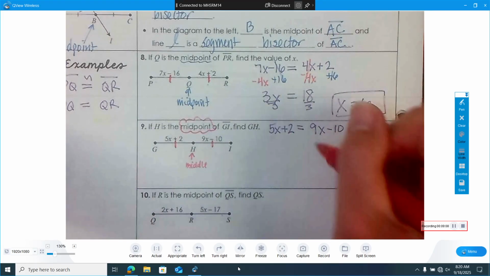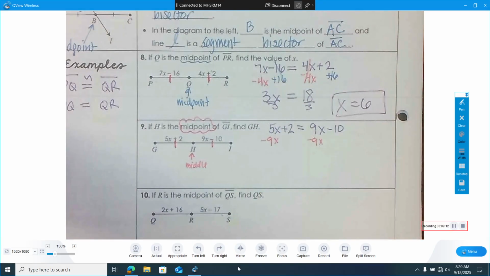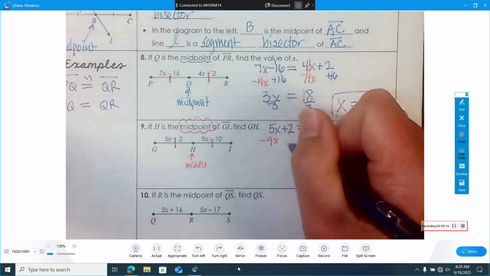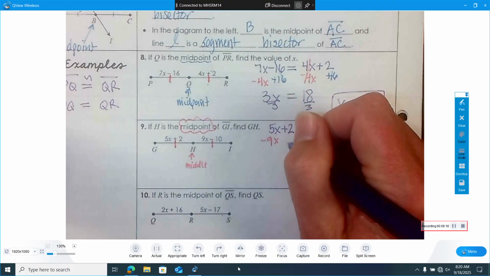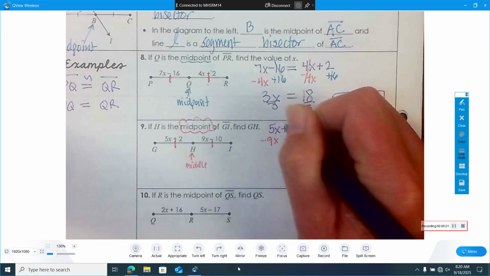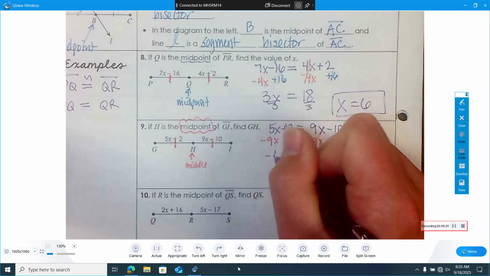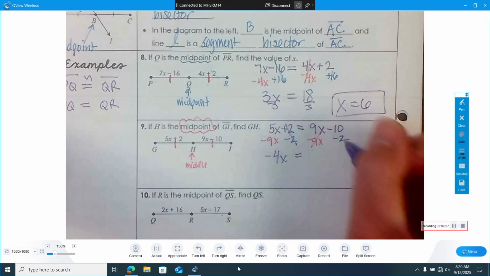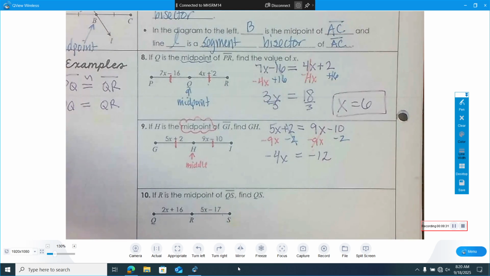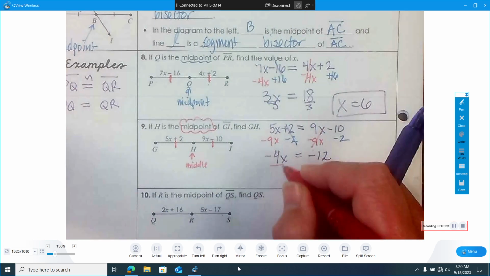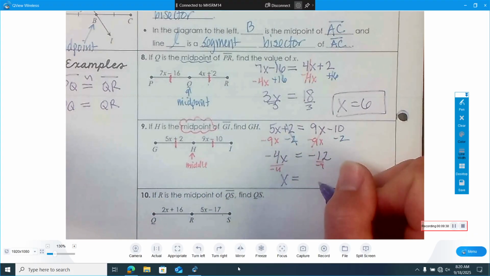All right, I'm going to go ahead and get x letters to the left. I like to do letters to the left. And so that one went away. And now I'm going to move my minus 2. There we go. Great. So 5x's minus 9x's is negative 4x, and negative 10 and a negative 2 is negative 12. And then we need to divide by negative 4. And so we solve for x, and we get x equals 3.